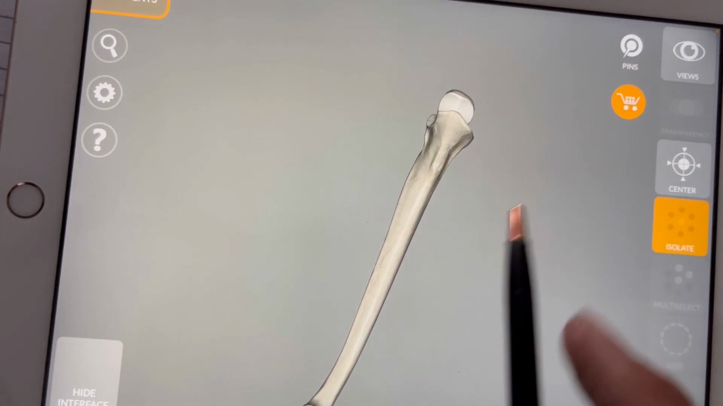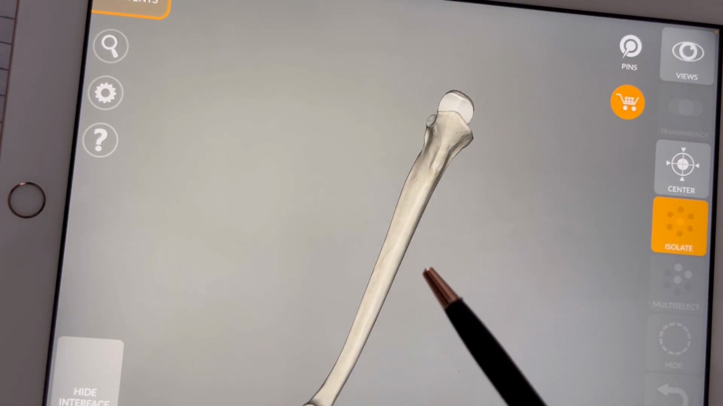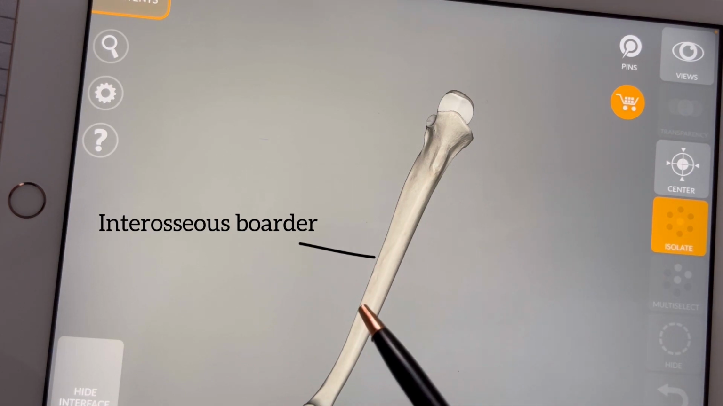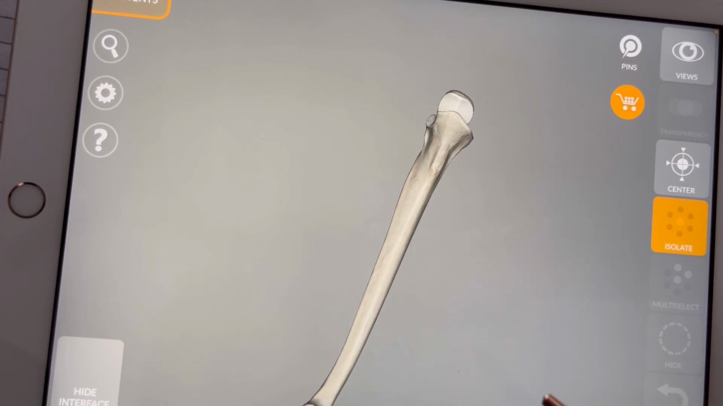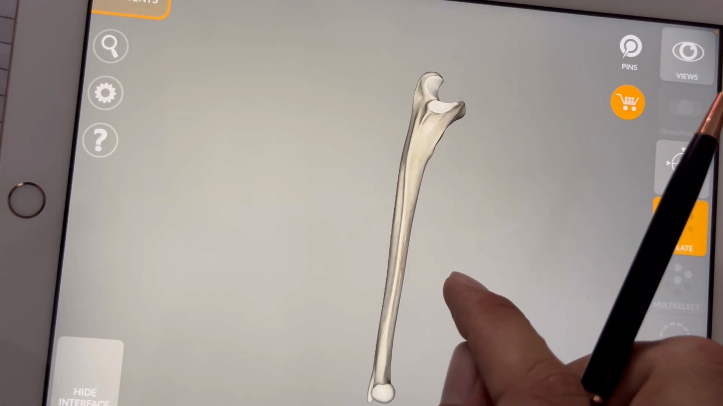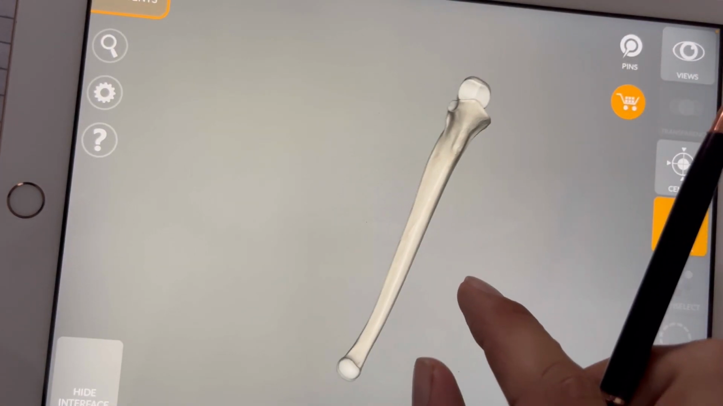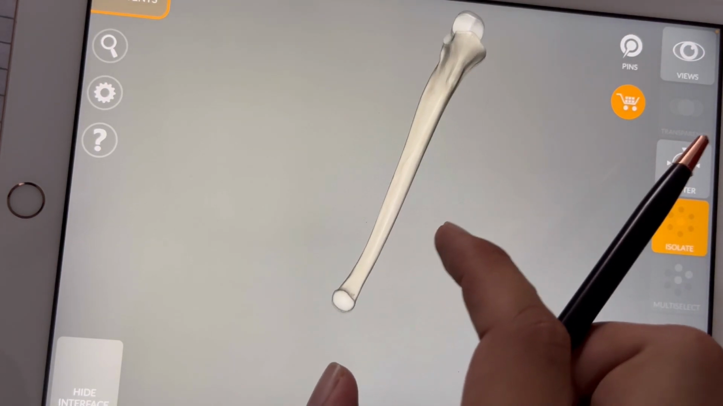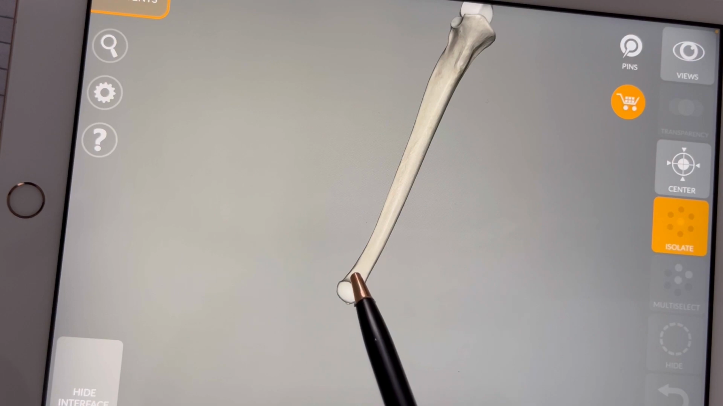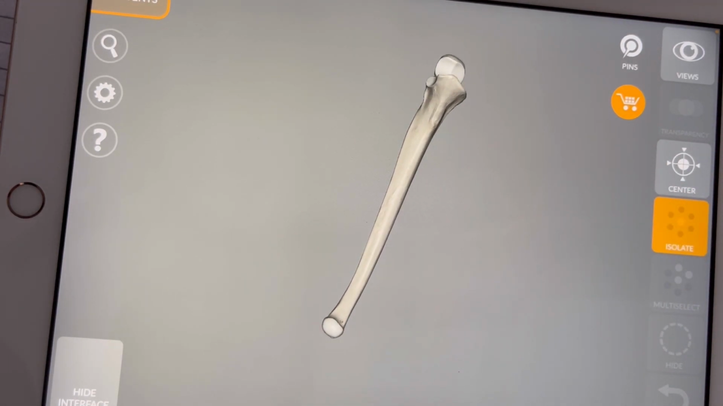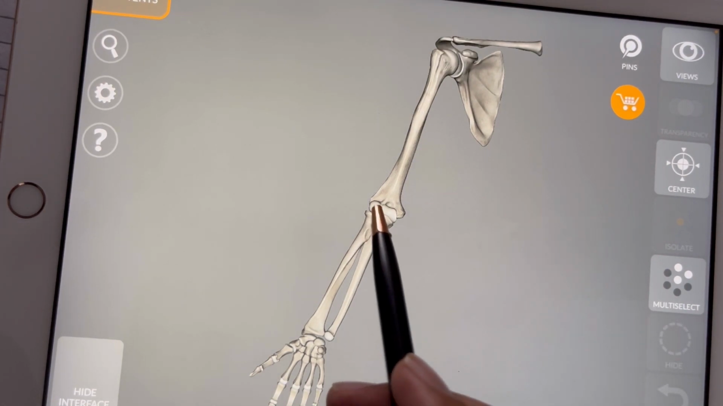Now moving toward the body or the shaft of the ulnar bone. This laterally sharp crest here is called the interosseous border, and this also provides attachment for the interosseous membrane. The interosseous membrane holds the ulna and the radius bone together. Now moving toward the distal extremities of the ulna bone. In the ulna bone, the head is present in the distal extremities, while the head of the radius bone is present on the proximal extremities.